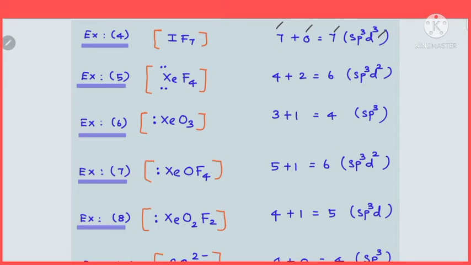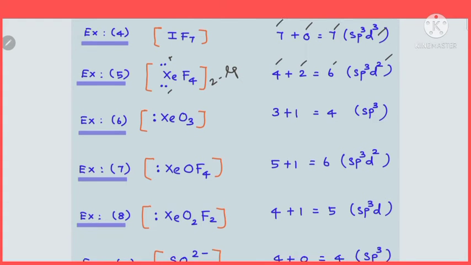Actually, xenon has 8 valence electrons. It has used 4 to make bonds with fluorine, so 4 more electrons are left, which forms 2 lone pairs. But this has 2 lone pairs, isn't it? Right. The central atom is surrounded by 4 atoms, 4 fluorine atoms, plus total number of lone pairs 2. 4 plus 2, 6. 6 in the sense the hybridization is sp3d2.